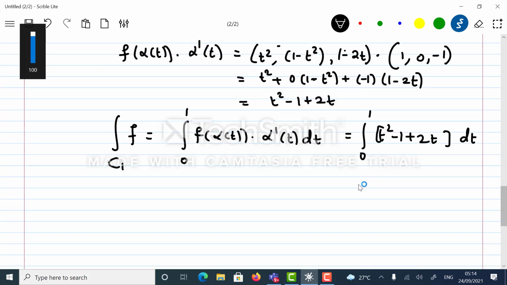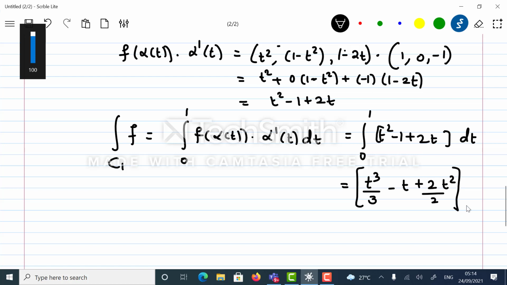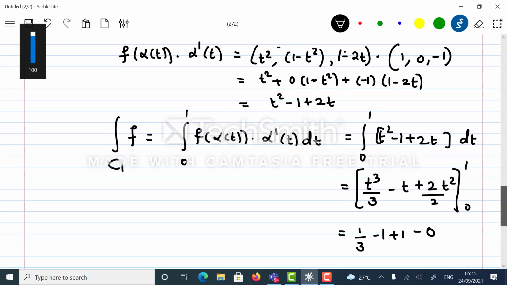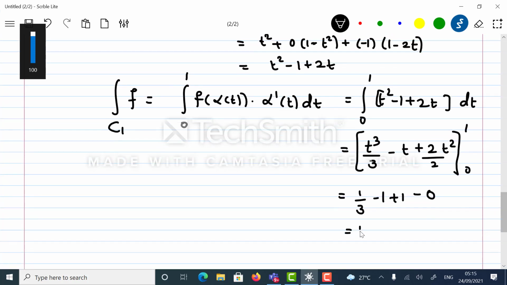And then the integral of this is t cube upon 3 minus t plus 2t square upon 2. T goes from 0 to 1, and it is 1 by 3 minus 1 plus 1 minus 0. So this will give me the answer as 1 by 3. So the line integral along C1 of f is 1 by 3.